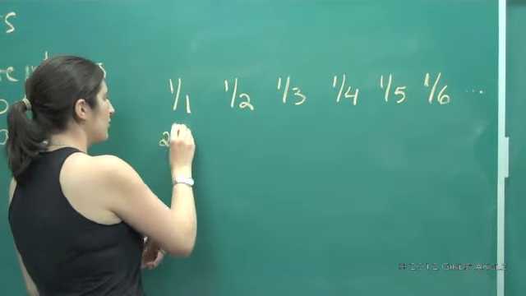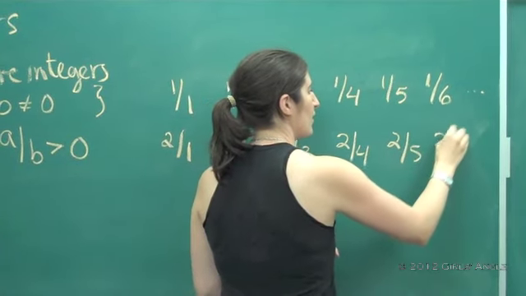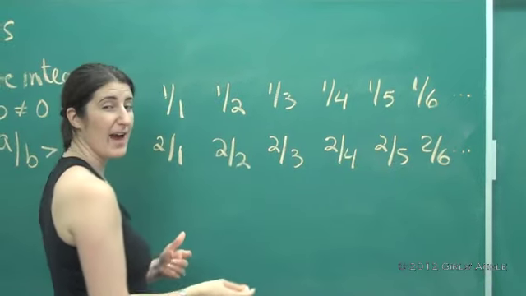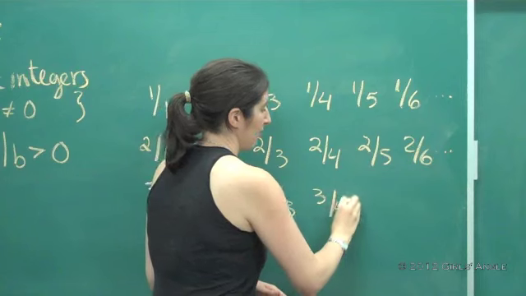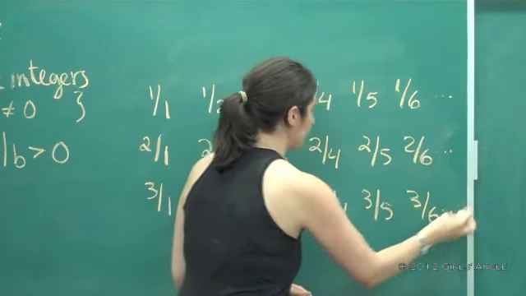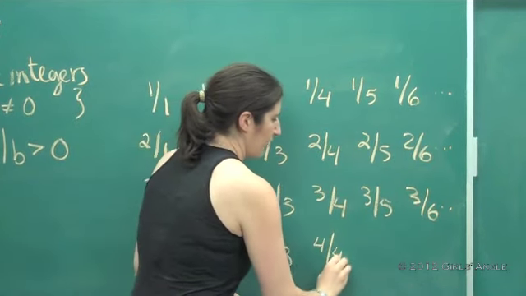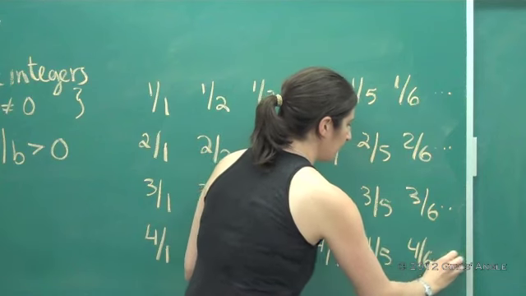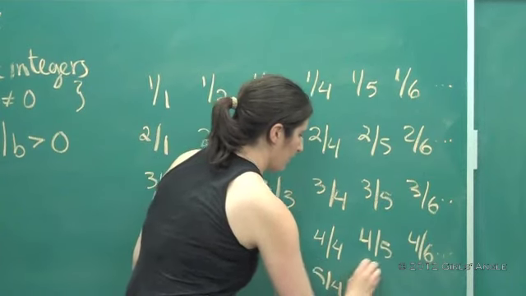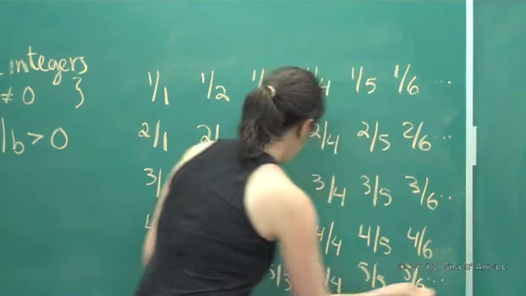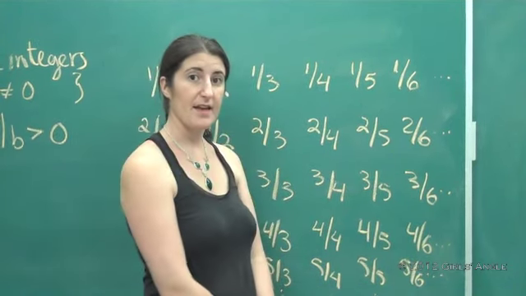Then in the second row, I'm going to list 2 over 1, 2 over 2, 2 over 3, 2 over 4, 2 over 5, 2 over 6. And you can probably see the pattern in how I'm listing. In the next row, I'm going to list 3 over 1, 3 over 2, 3 over 3, 3 over 4, 3 over 5, 3 over 6, and so on. Let me put a couple more rows in here. 4 over 1, 4 over 2, filling in following the same pattern. Maybe I'll put one more. 5 over 1, 5 over 2, 5 over 3, 5 over 4, 5 over 5, 5 over 6. And we would continue in this way. So the dot, dot, dots mean I would continue listing in the way that I've set up.